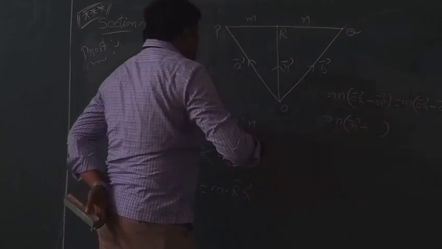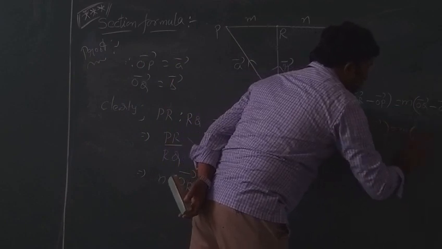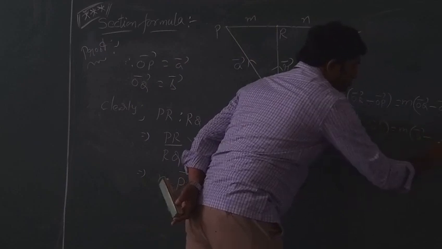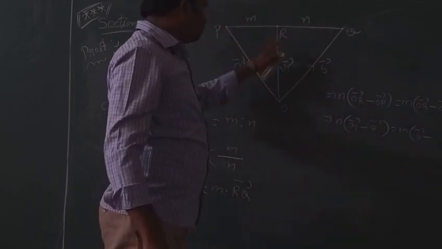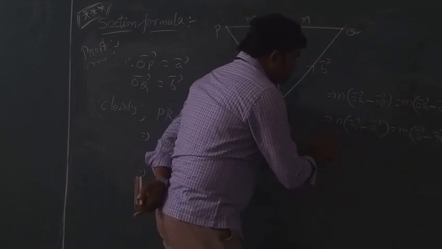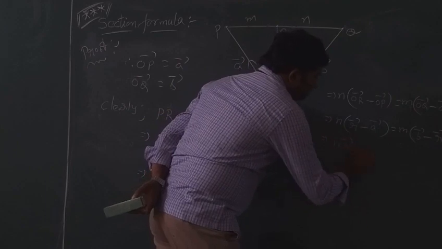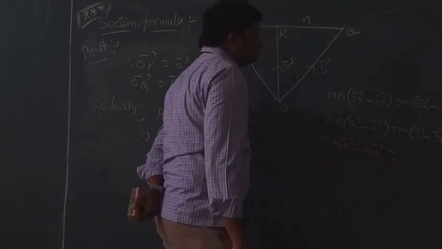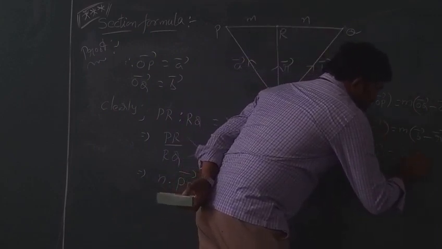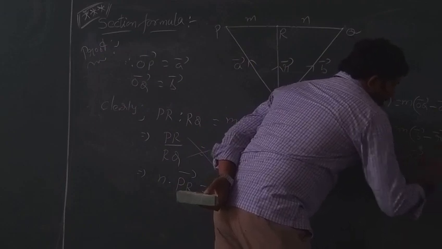Next, minus OP bar. What is OP bar? A bar is equal to M into OQ bar. What is OQ bar? B bar minus OR bar. What is OR bar here? R bar. Next, this is scalar multiplication of a vector. N into R bar minus N into A bar, by the distributive property. Next, plus, similarly, M into B bar minus M into R bar.